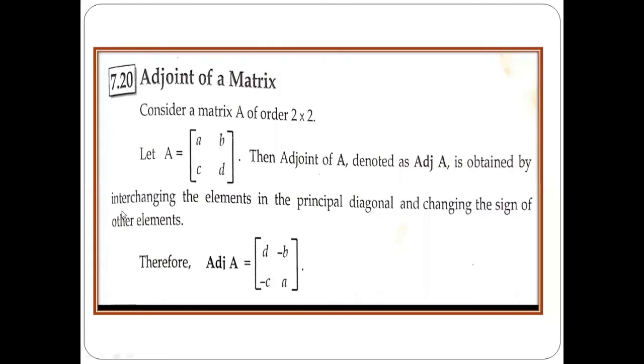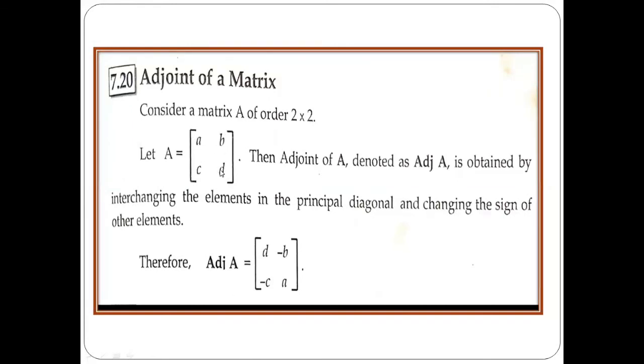You will get the adjoint of the matrix by interchanging the elements in the principal diagonal, or the main diagonal, or we call it the leading diagonal. We will change the places of the leading diagonal elements, and also change the sign of the non-leading diagonal. This is how you find the adjoint. Now consider this example mentioned on your screen.